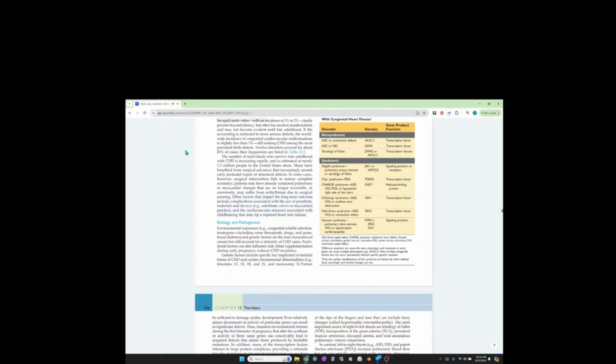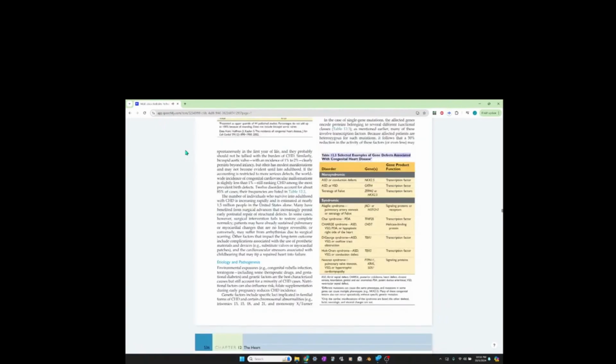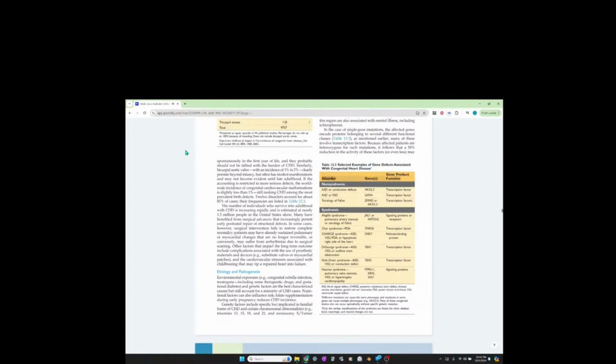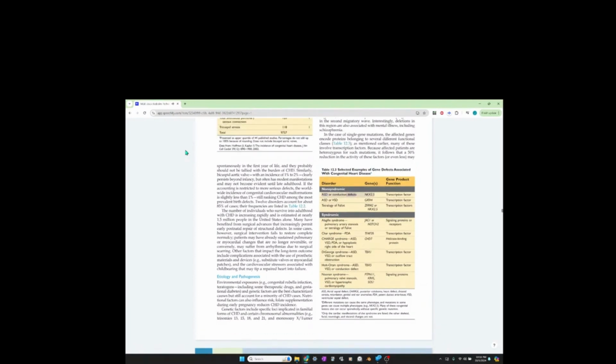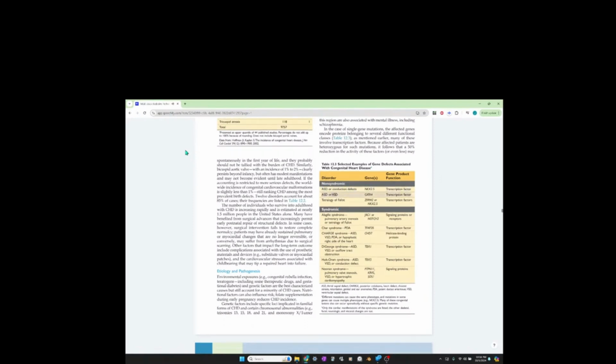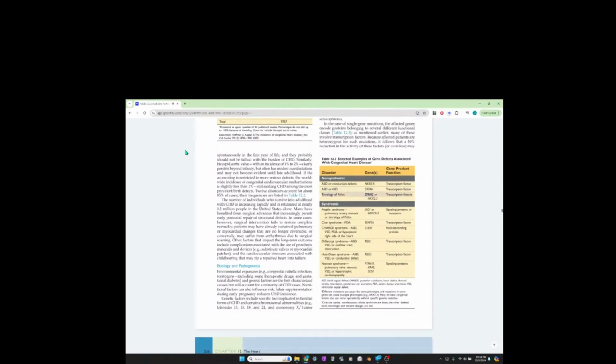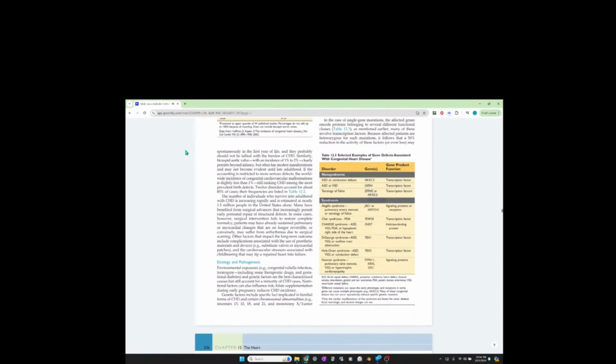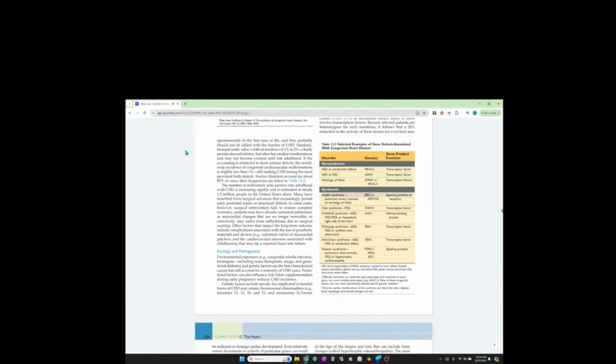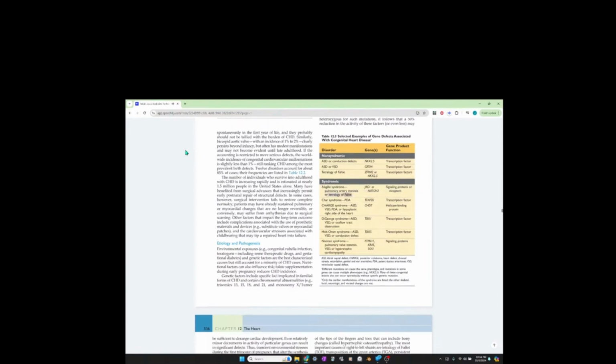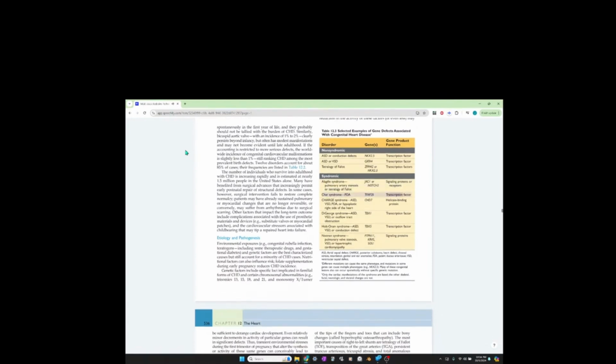Table 12.3 Selected examples of gene defects associated with congenital heart disease. Gene product, disorder, gene function. Non-syndromic: ASD or conduction defects, NKX2.5 transcription factor; ASD or VSD, GATA4 transcription factor; Tetralogy of Fallot, CFC1 or NKX2.5 transcription factors. Syndromic: Alagille syndrome, JAG1 or NOTCH2 signaling proteins, pulmonary artery stenosis or tetralogy of Fallot. CHARGE syndrome, PDA, TFAP2B transcription factor.